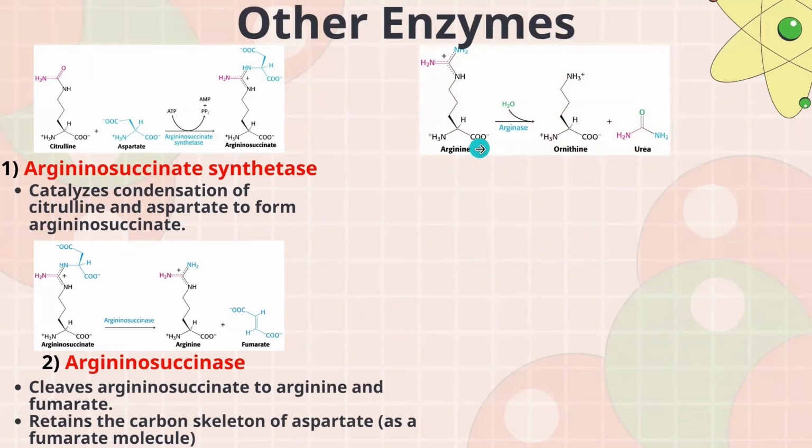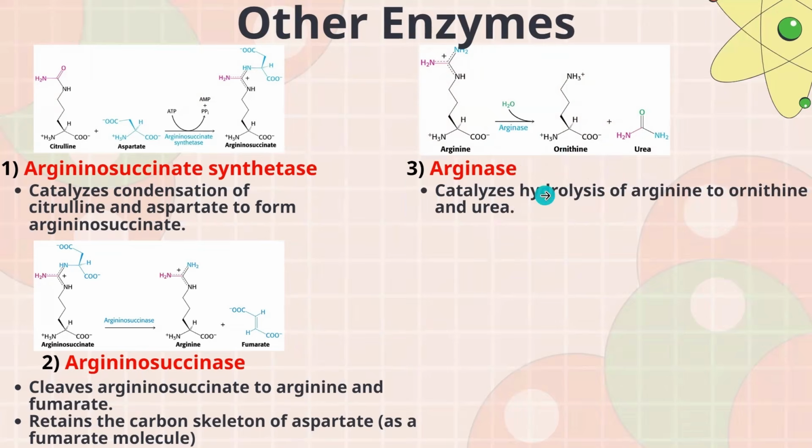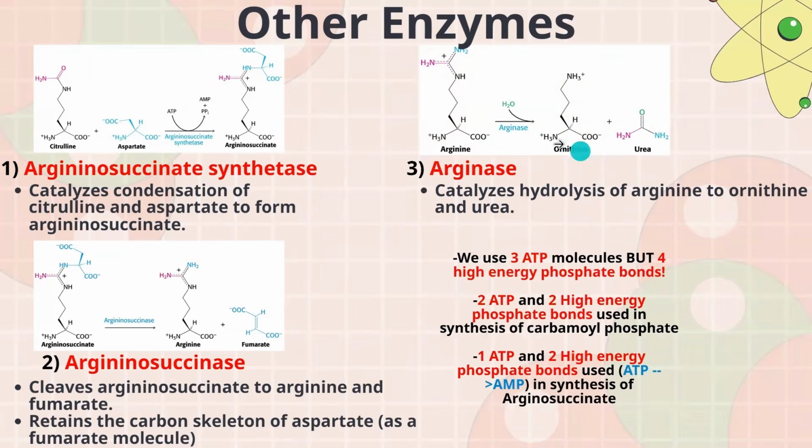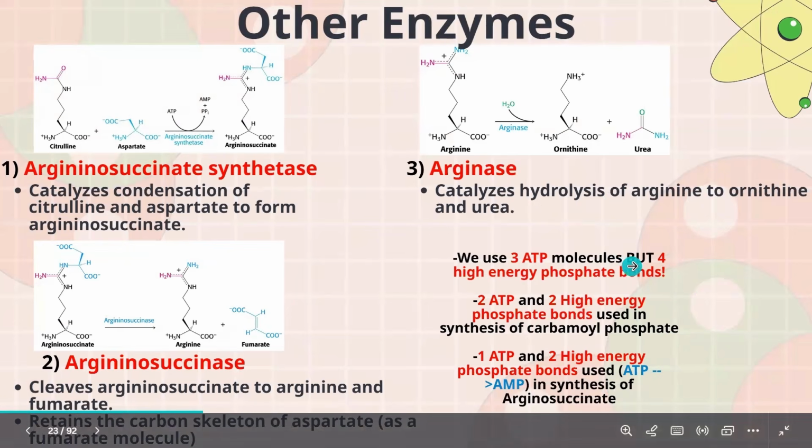And then we have arginine, which is going to become ornithine and urea through arginase. And yeah, basically it catalyzes this. And this is the rest of the steps. And this is a very important concept, okay?